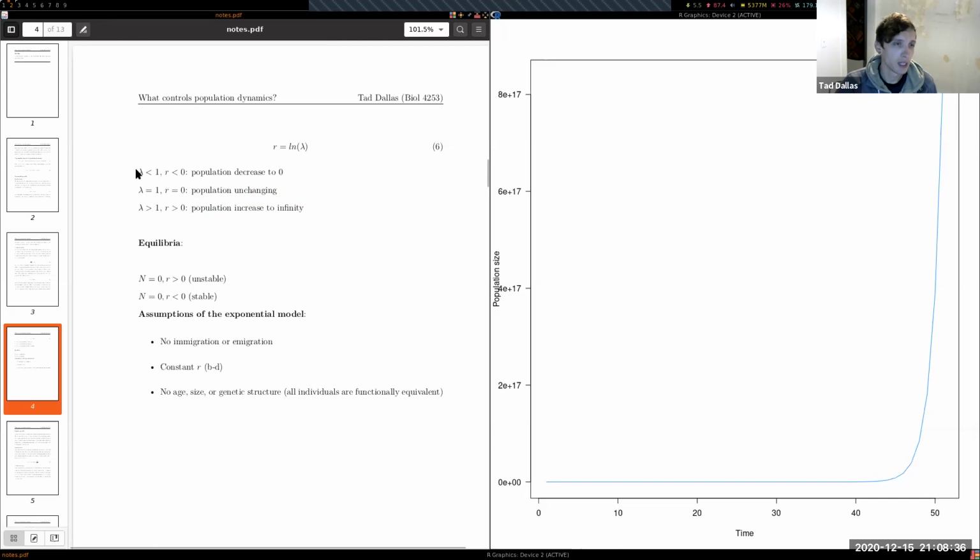And so the relationship is that when you have a lambda that is less than 1 or a little r less than 0, you have population decline until 0. So you'll see a population crash. If you have lambda equal to 1 or a little r equal to 0, you have no change in the population. It's a flat line. It's incredibly uncommon. This doesn't happen. Or if you have a lambda greater than 1 or a little r greater than 0, you'll have a population increase to infinity. It'll just keep on going.